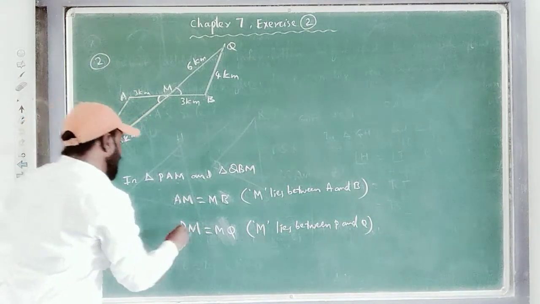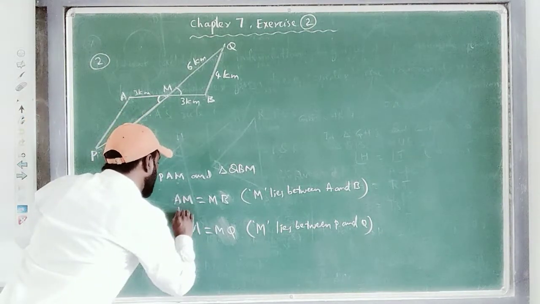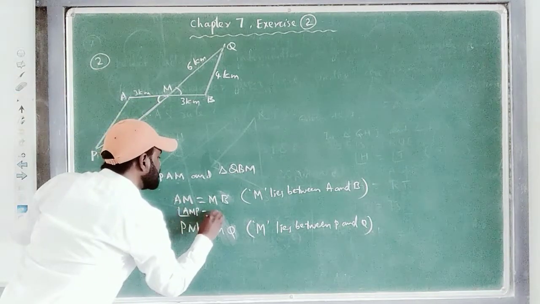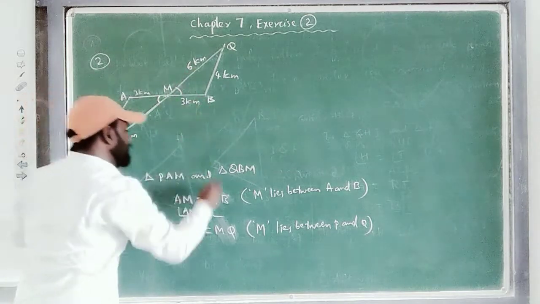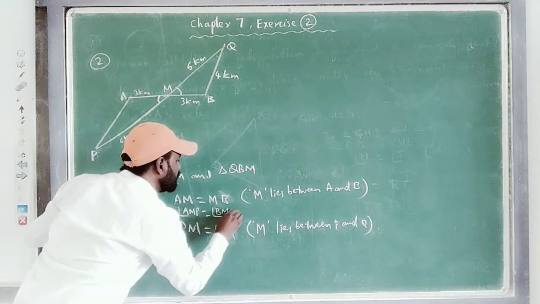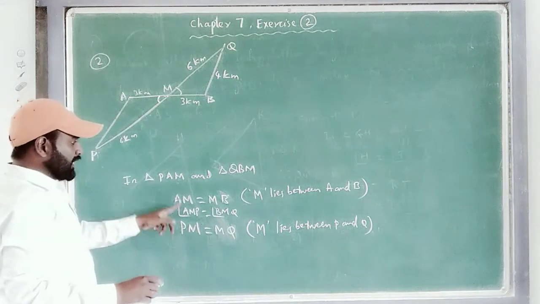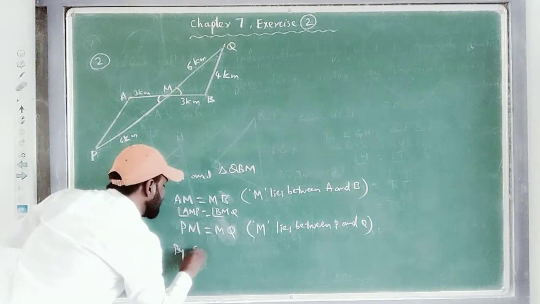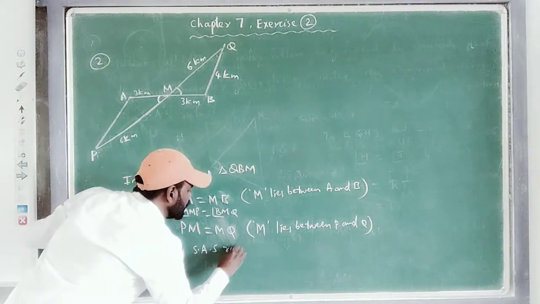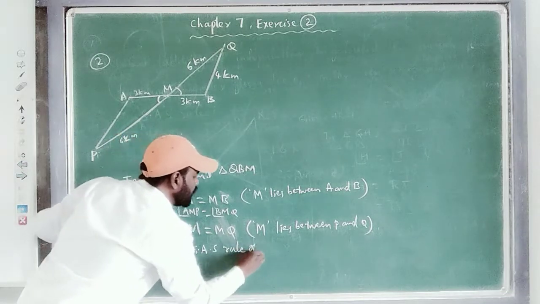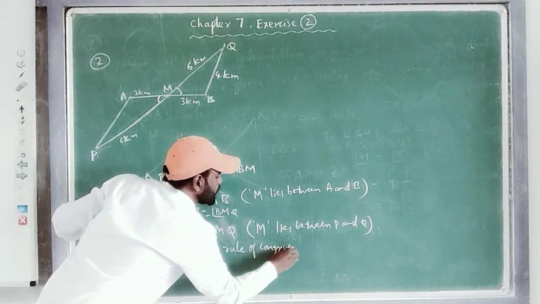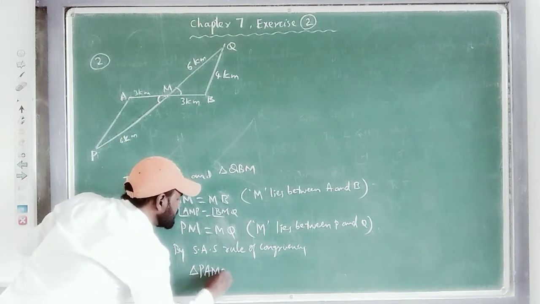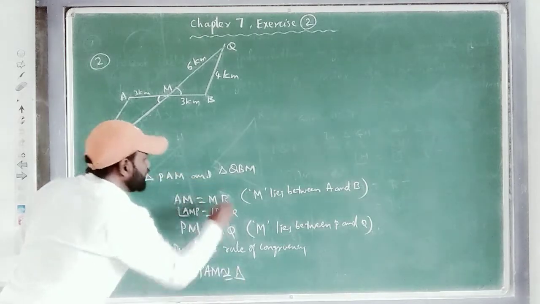So what can we write? Angle AMP is equal to angle BMQ. The angle included by the two sides is equal. So by SAS rule of congruency, we can say triangle PAM is congruent to triangle QMB.